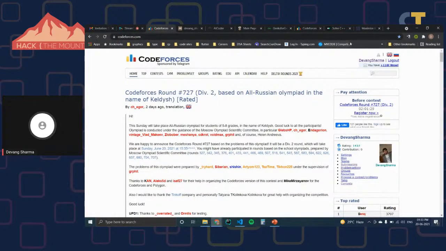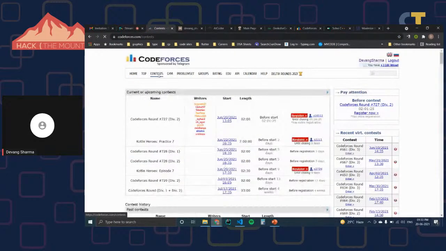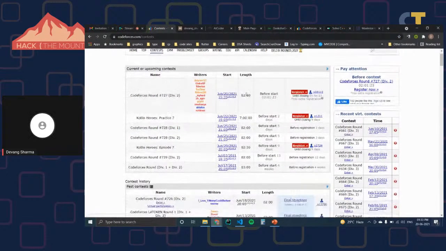Here also the contests are organized. You can see the contest section. In the contest section, there are various contests going on. You have to register there at least 5 minutes before. After 5 minutes you won't be able to register and you get a penalty of 10 minutes. After that you can solve.